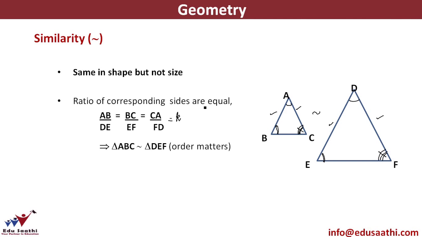So, triangle ABC is similar to triangle DEF. Whenever I am writing two triangles that are similar, the order matters. That means the way that I write tells me angle A is equal to angle D, angle B equals E, and C equals F. If I write the order randomly, I'll not be able to get the ratio of the corresponding sides in a correct manner.